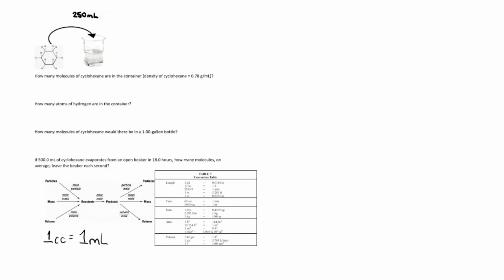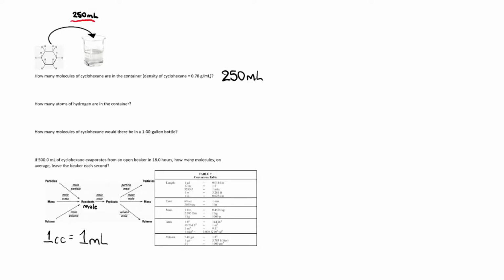Today we're going to look at this series of questions. How many molecules of cyclohexane are in the container? The density of cyclohexane is 0.78 grams per milliliter. Okay, looking at question number 1, we're at 250 milliliters.